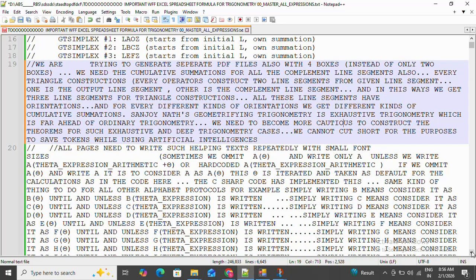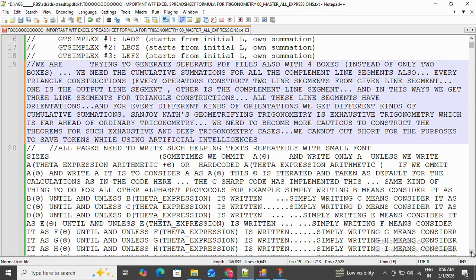These line segments are not only line segments, these are the lines of forces also. And if we think of these as free body diagrams, or the way the truss or other structural components interact with the force diagrams, then we can visualize the whole thing as trigonometry expressions. And these are the important aspects of Sanjoy Nath's Geometrifying Trigonometry. And all projects need to be written such that helping text is prepared repeatedly with small fonts and sizes.